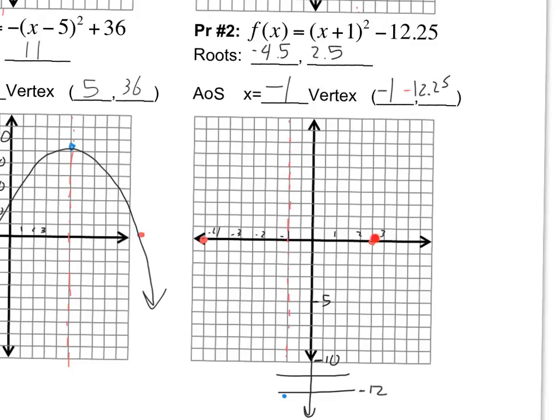And now I have all the parts I need to sketch a graph here. So I'm going to go down, hit my vertex, and actually I should have curved up just a little bit here. And there you go. My parabola is going to look something like that.